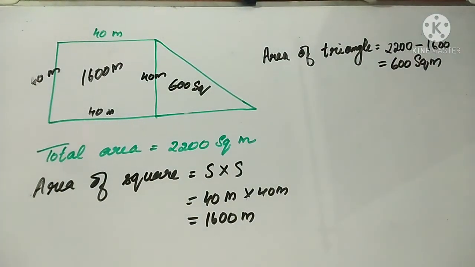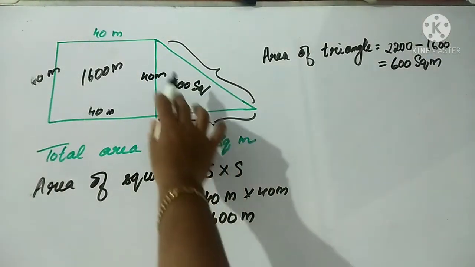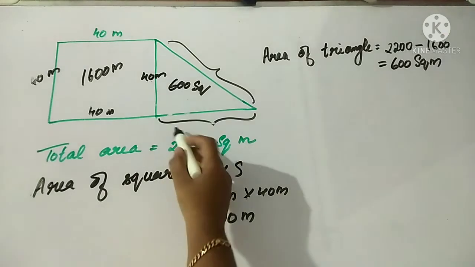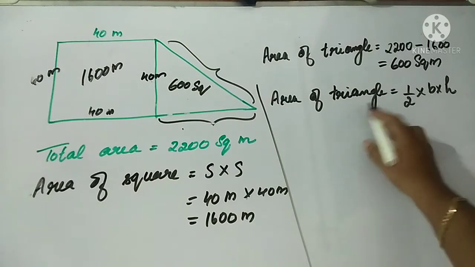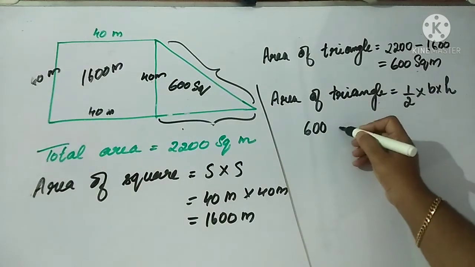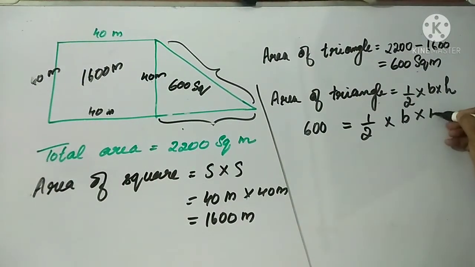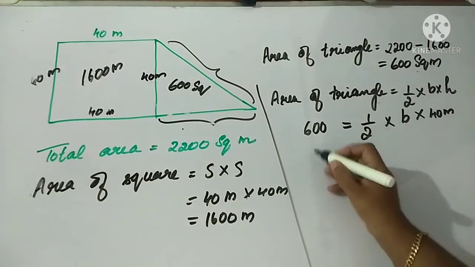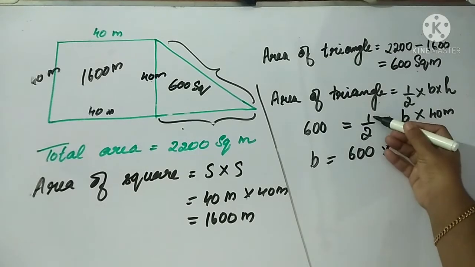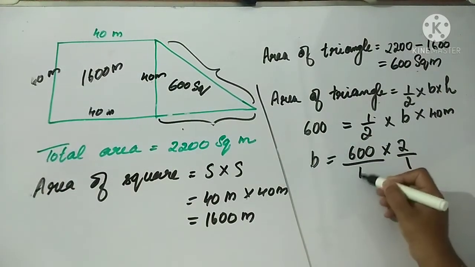We need to find the perimeter. To find the perimeter, we need this side as well as this side. We know what is the area as well as the height of this triangle. So we can substitute these two values in the formula area of triangle to find what is base. So we write area of triangle is equal to half into B into H. Area of triangle we have already found, that is 600 square meter, is equal to half into base we don't know. So we write base into height is 40 meter. Now we will rearrange this to get what is base. Base is equal to 600 into, then take the reciprocal of this, 2 by 1. And when we take this into 40 to the other side, it becomes divided by 40.